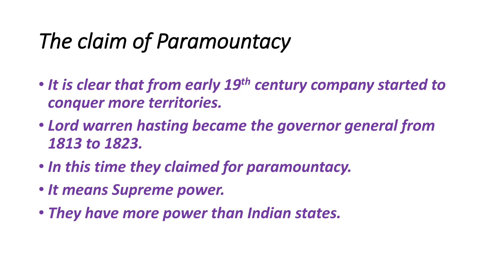And the first Governor General we already studied in chapter 1. Who was the first Governor General of British India? Yes, he was Lord Warren Hastings, and he was the Governor General from 1813 to 1823. And particularly in this time, they claimed paramountcy. Paramountcy means supreme power. That means they had more power. They conquered more territories, so they had supreme power over Indian states.